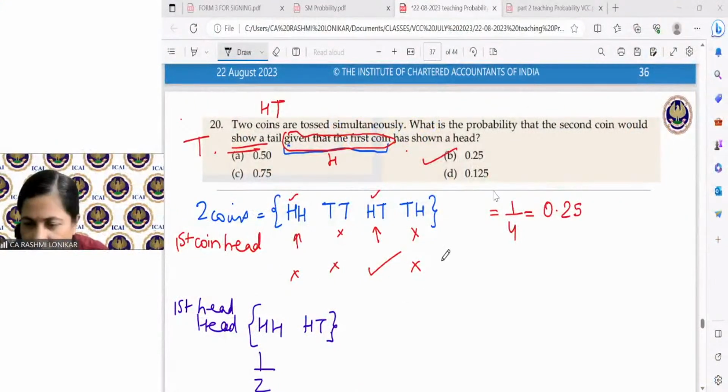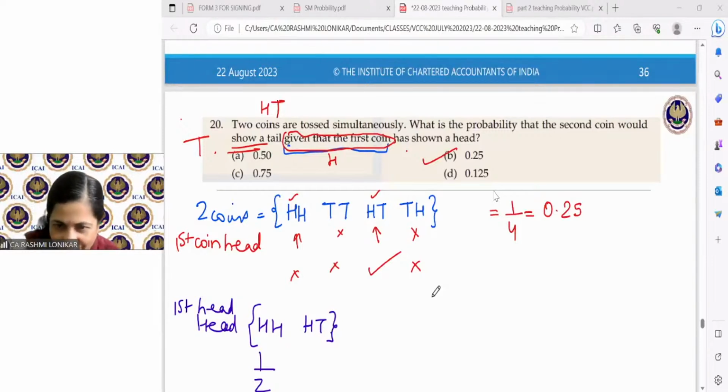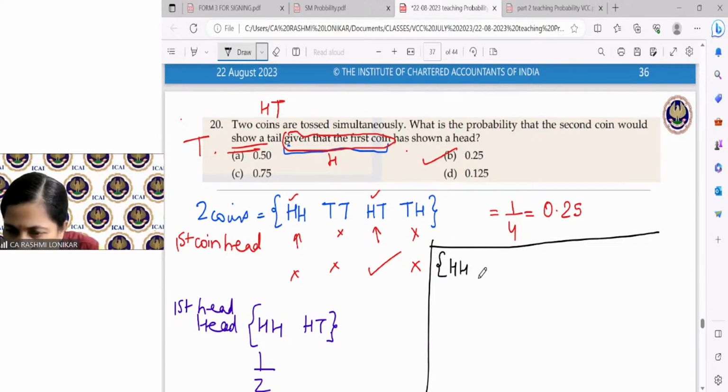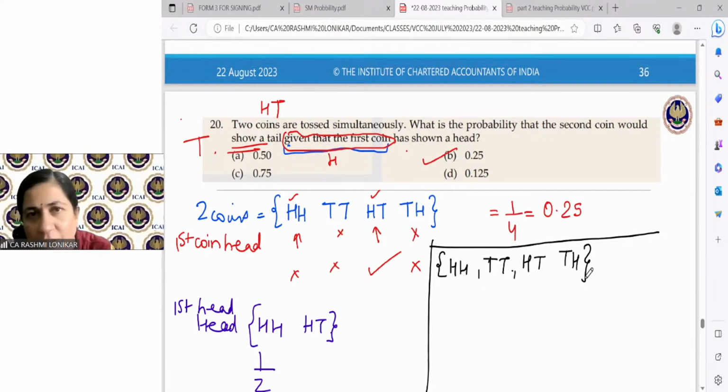Okay, yes. I made the same mistake, which I'm telling you that you should not make. Let me get back to question number 20 here. What is this space? This is the total space: HH, TT, HT and TH. This is the universal space. When you flip two coins, this is the maximum that can happen. Either both are heads, both are tails, or the first is a head and then a tail, or a tail and a head. Now, what we are saying is, given that the first is a head.